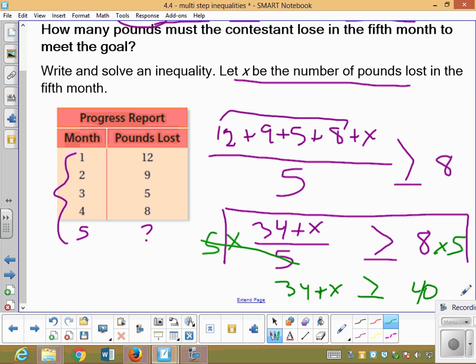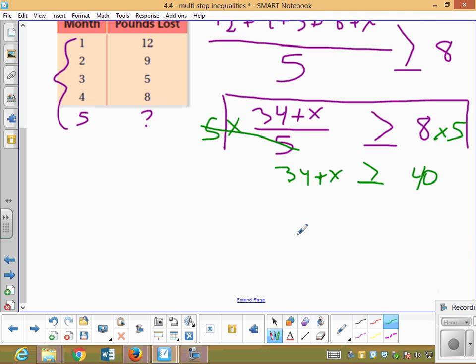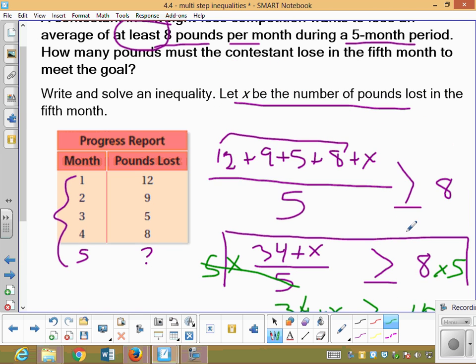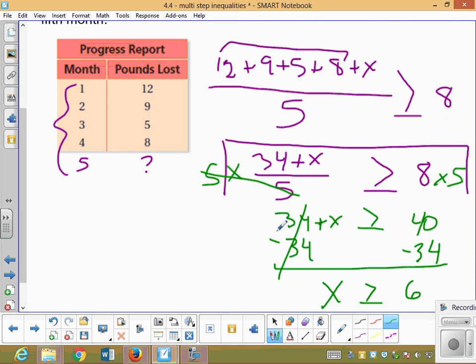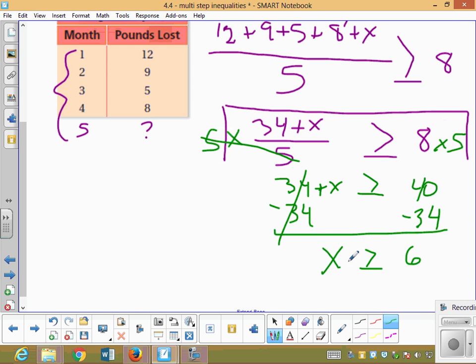Again, how do you get x by itself? To get x by itself, all we need to do is subtract 34 from both sides. This cancels. x is greater than or equal to, or at least, 6. So to answer this question, it says here, how many pounds must the contestant lose in the 5th month to meet the goal? The contestant needs to lose at least 6 pounds, but they can always lose more.